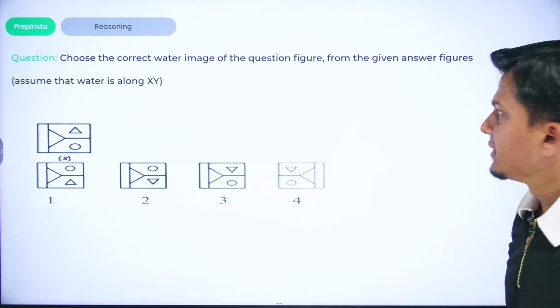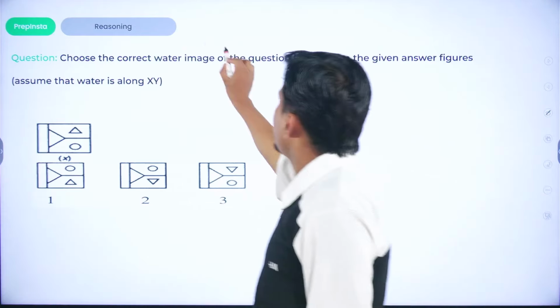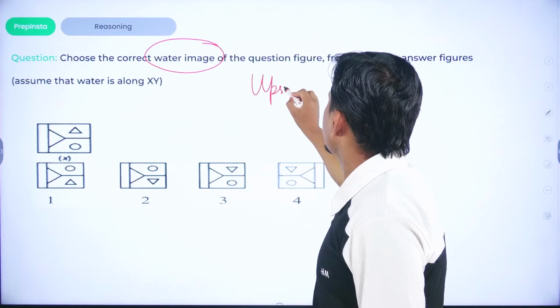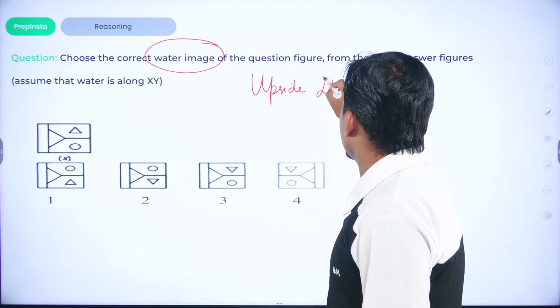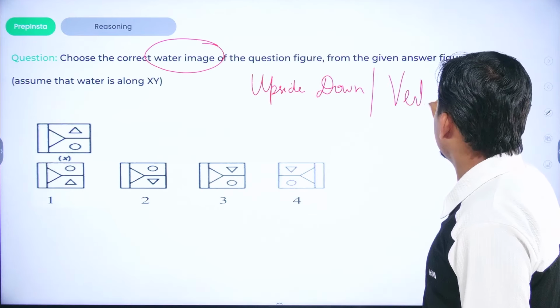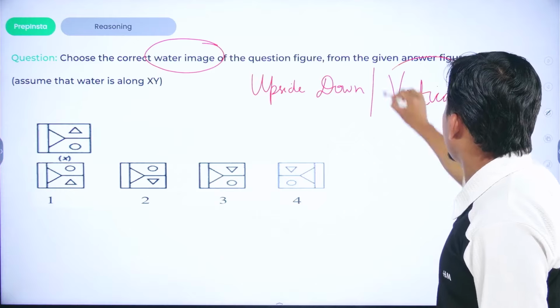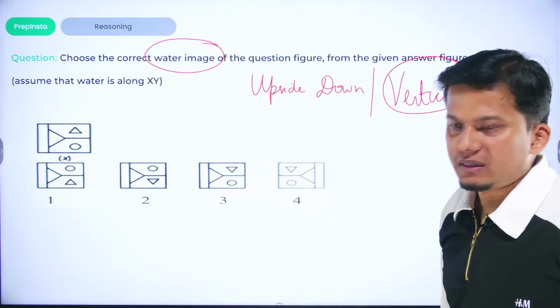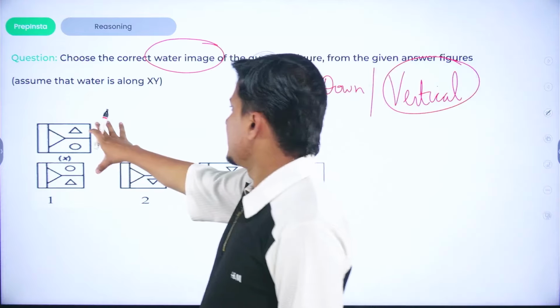Let us understand the third question, which is from the concept of water image. In water image there would be an upside down image, and there would be only one change, which is a vertical change. The top becomes bottom and the bottom becomes top. So let us try to figure out the water image of this particular object.